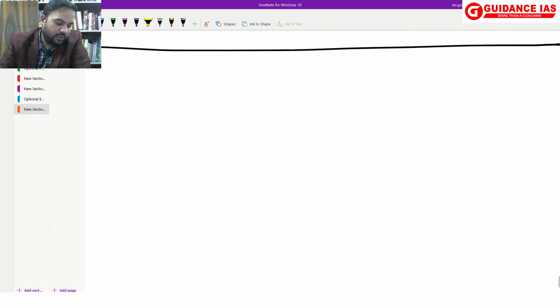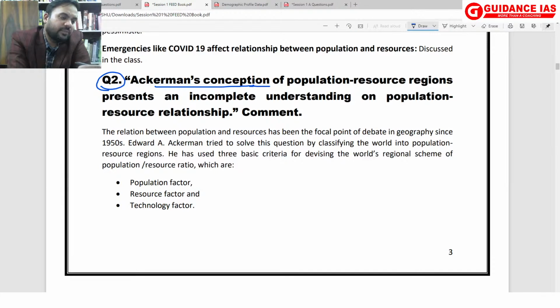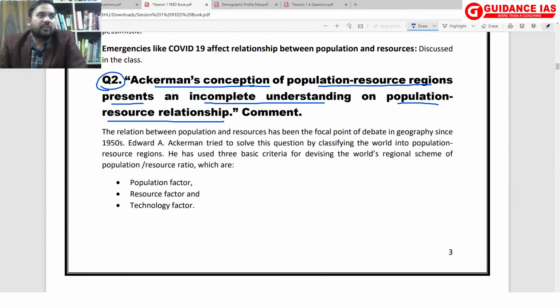So let's come to question number 2 quickly. Ackerman's conception of population resource regions presents an incomplete understanding of population resource relationship. Comment. So again I am giving you 2 minutes here. Think how you will be writing.